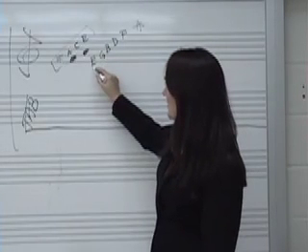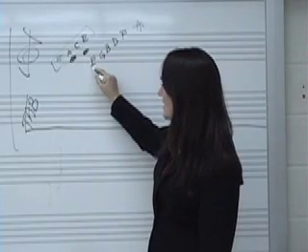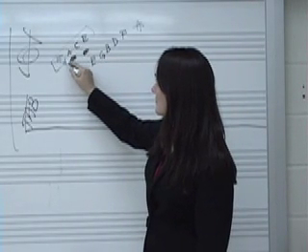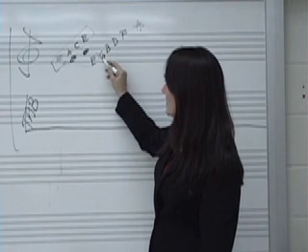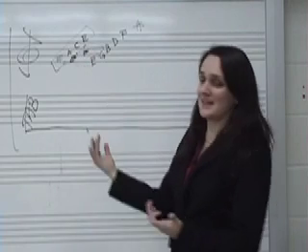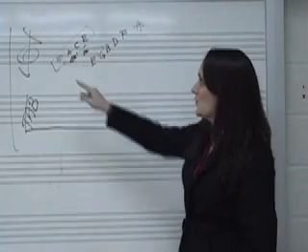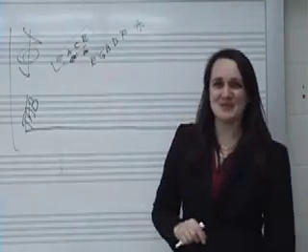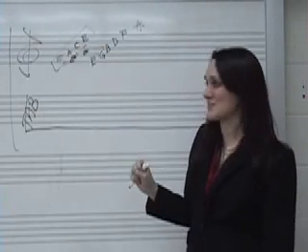So as you can see here, the line here is an E. We go up the alphabet to an F. We go up the alphabet again to the line, and that's a G, then an A, then a B, and then a C, etc. So you only need to really remember that the spaces spell FACE to be able to figure out all of the notes on the staff.